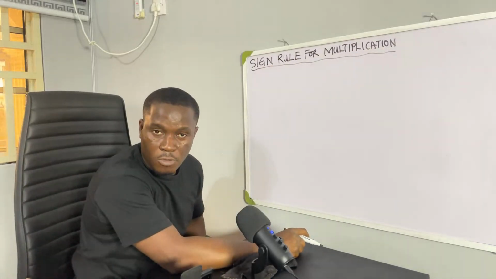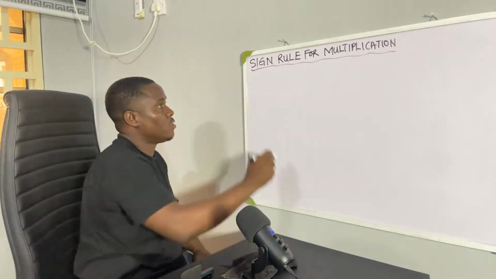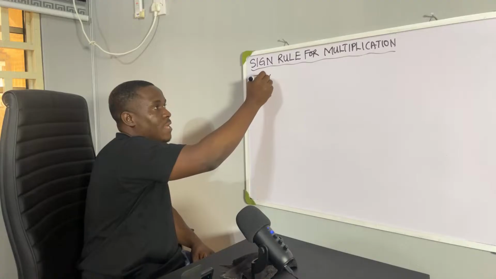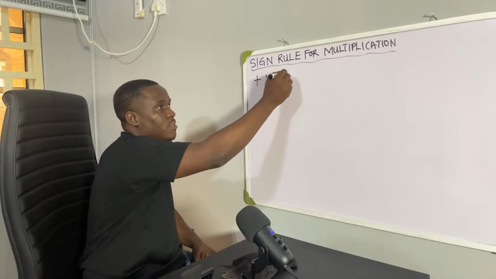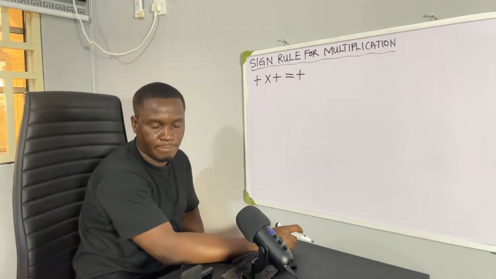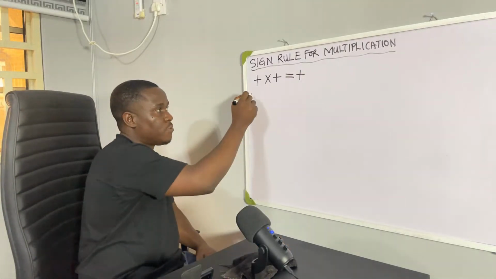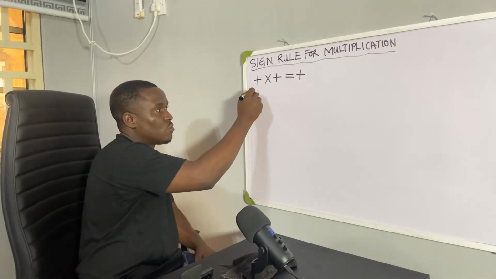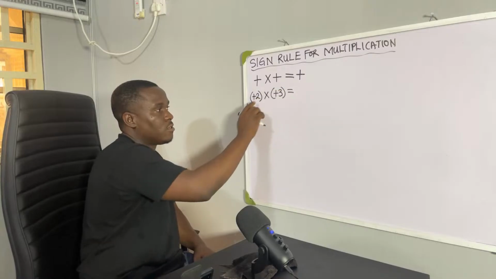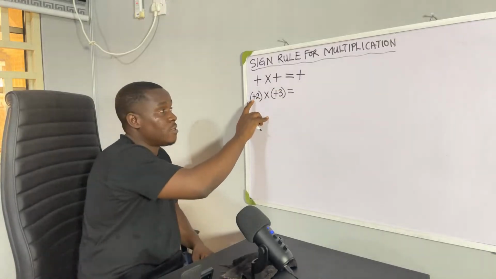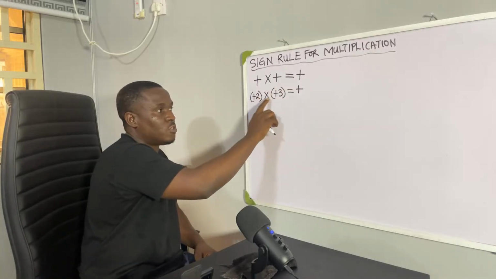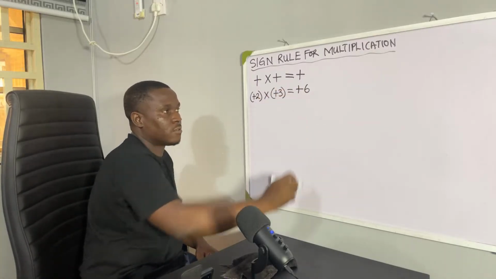The sign rule for multiplication states that when a positive number multiplies a positive number, your final answer will have a positive sign. Example, if I have positive 2 multiplying positive 3, first we multiply the signs. Positive multiplied by positive will give me positive. 2 multiplied by 3 will give me 6.